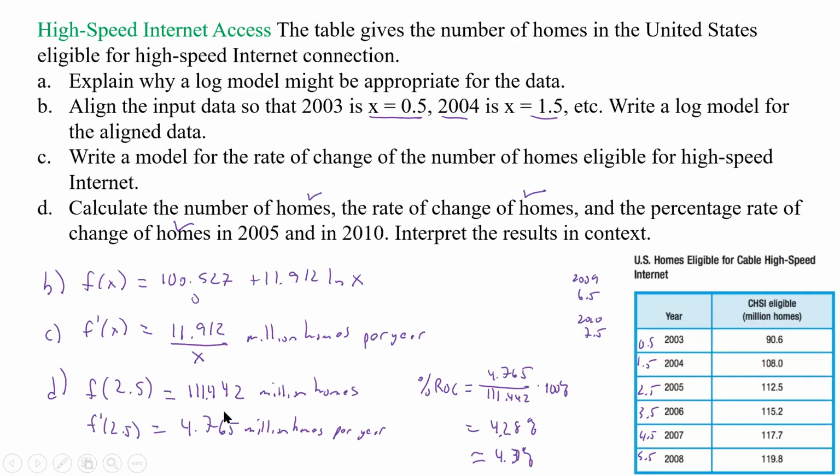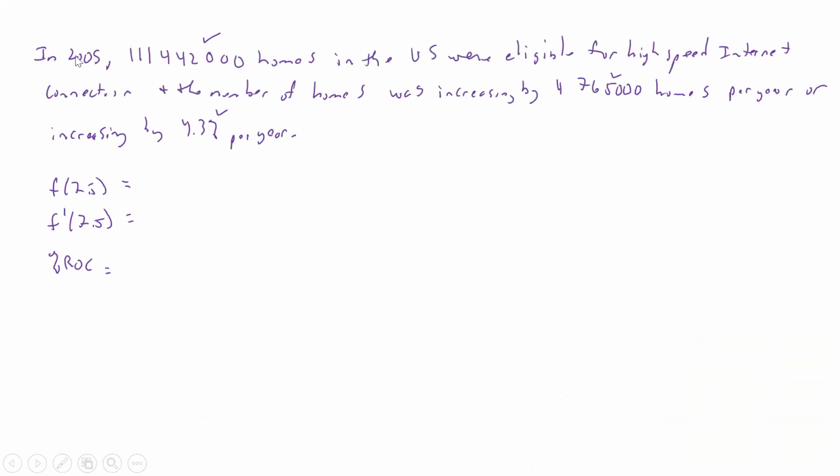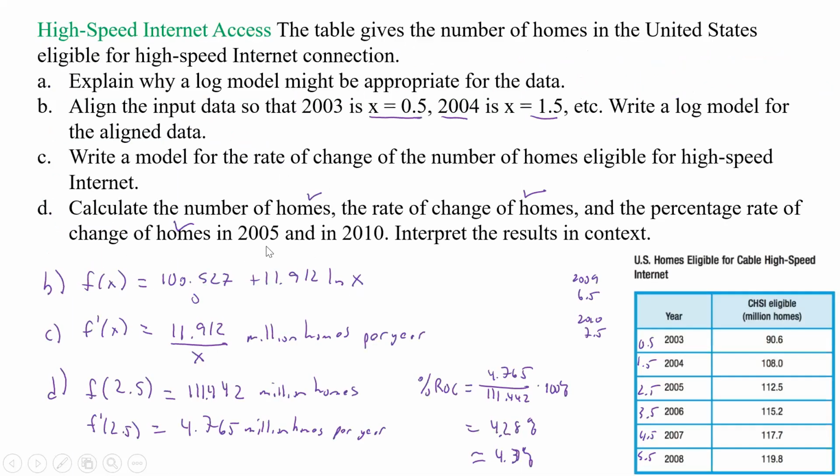But again, we know how to do the calculations. We just plug our numbers into those two equations, we get them out, and then after that, we just have to state a long thing: in 2010, blah, blah, blah, homes in the US were eligible for high-speed internet connection, and the number of homes was increasing or decreasing, we don't know at this point, by that many homes per year, or increasing by or decreasing by some percent. Okay, and so we would do all those calculations and get that. But again, I'm just going to do the 2005. All right, so that's all I have for this section.